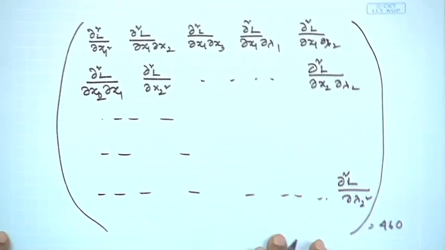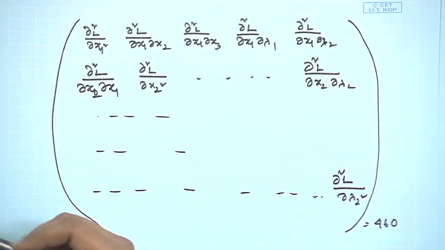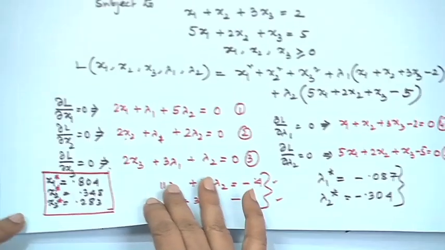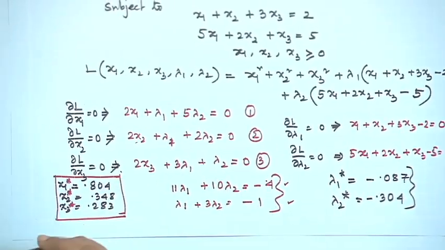Okay, this is positive. That is why the corresponding x1 star, x2 star and x3 star give you the minimum value of the problem. All right. This way we can solve. Let me consider another problem.